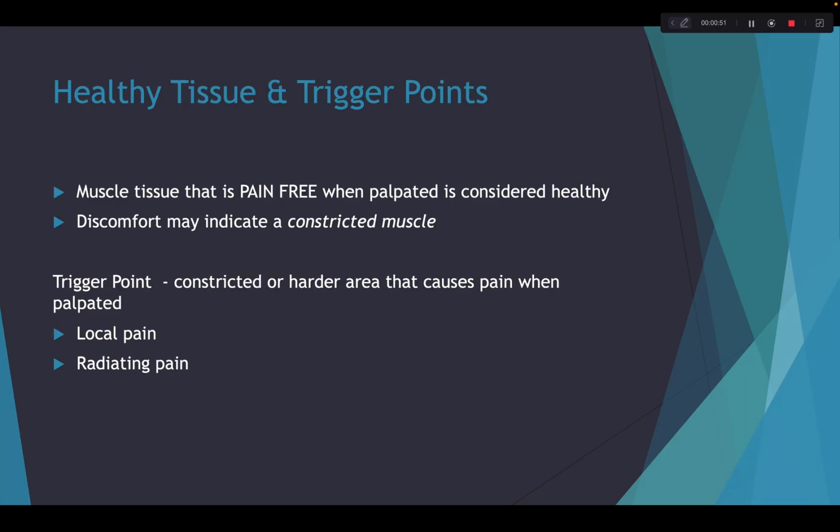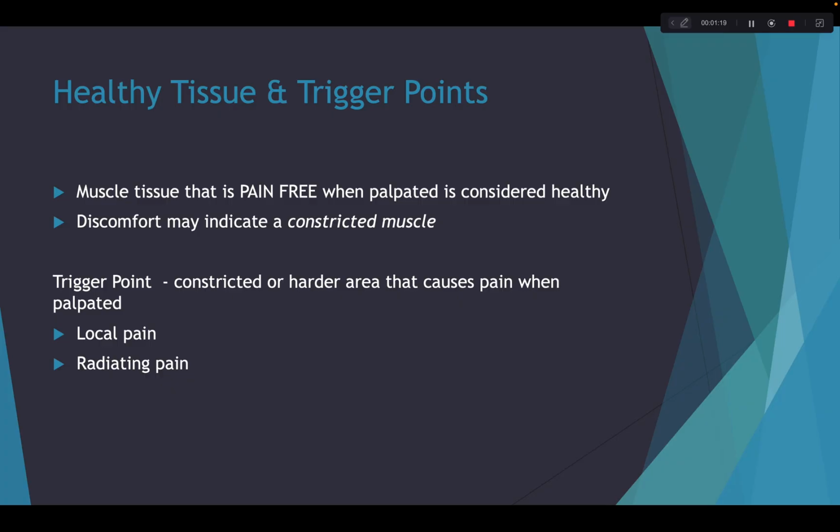So, healthy tissue and trigger points. Muscle tissue that is pain-free when it's palpated is considered healthy. I know you guys have heard that before. Discomfort may indicate a constricted muscle or fiber. So a trigger point is a constricted or harder area that causes pain when palpated.